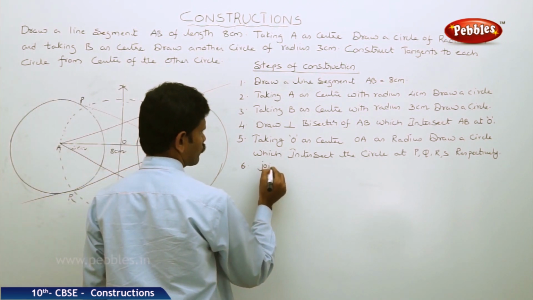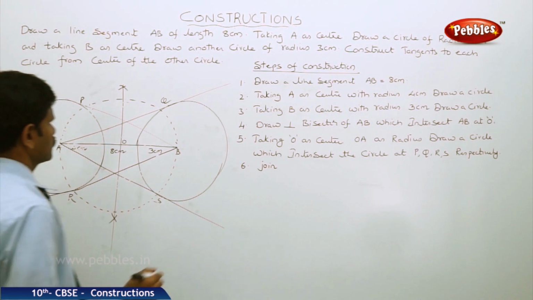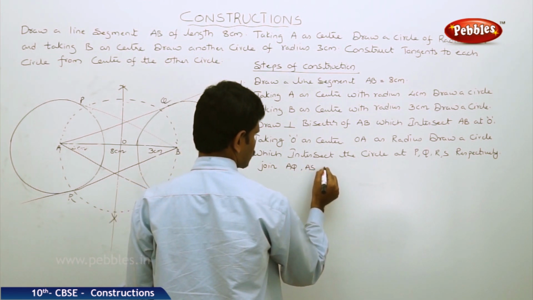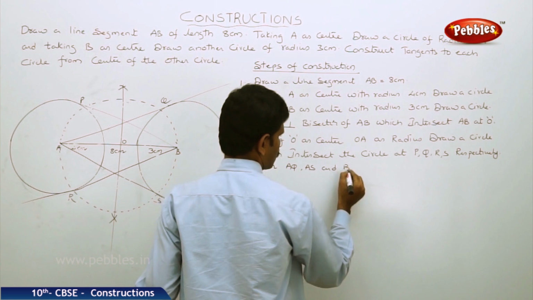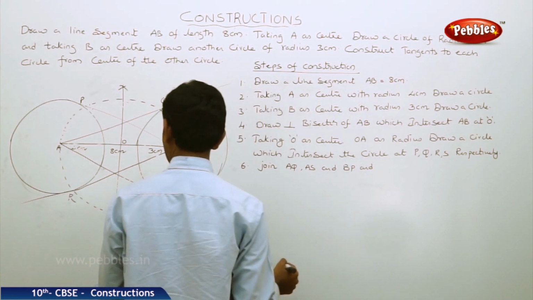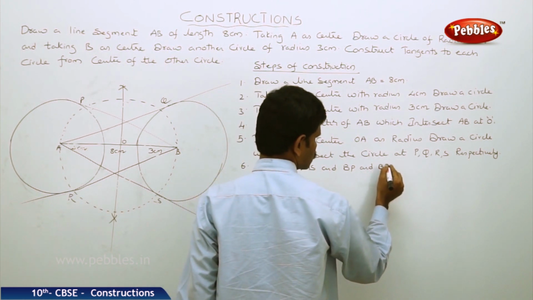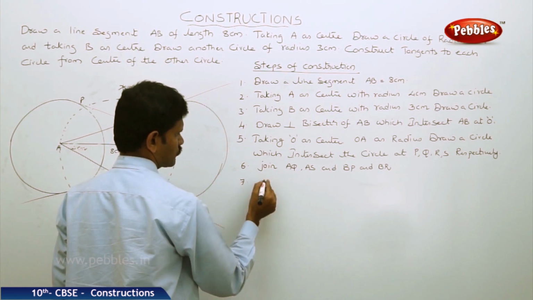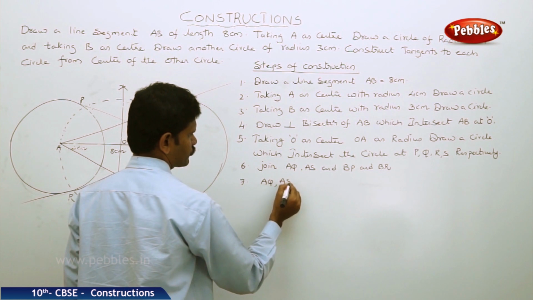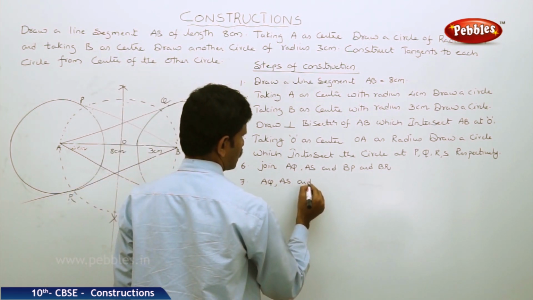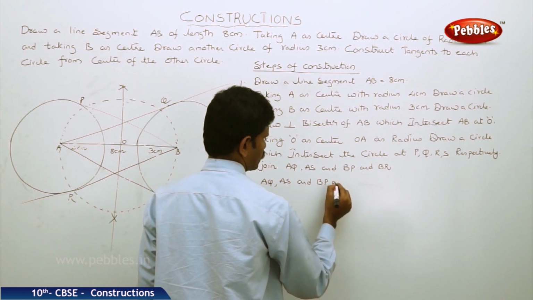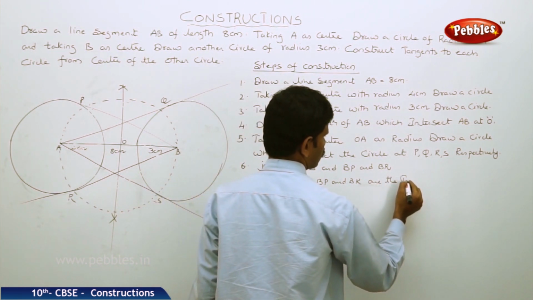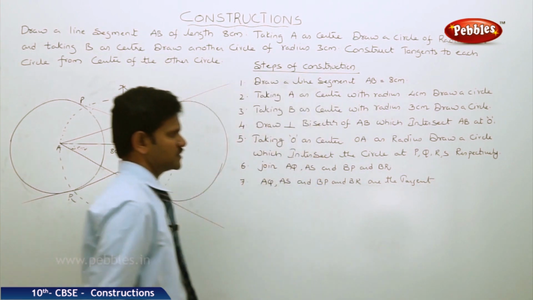Join AQ, AS and BP and BR. Therefore, AQ, AS and BP and BR are the tangents.